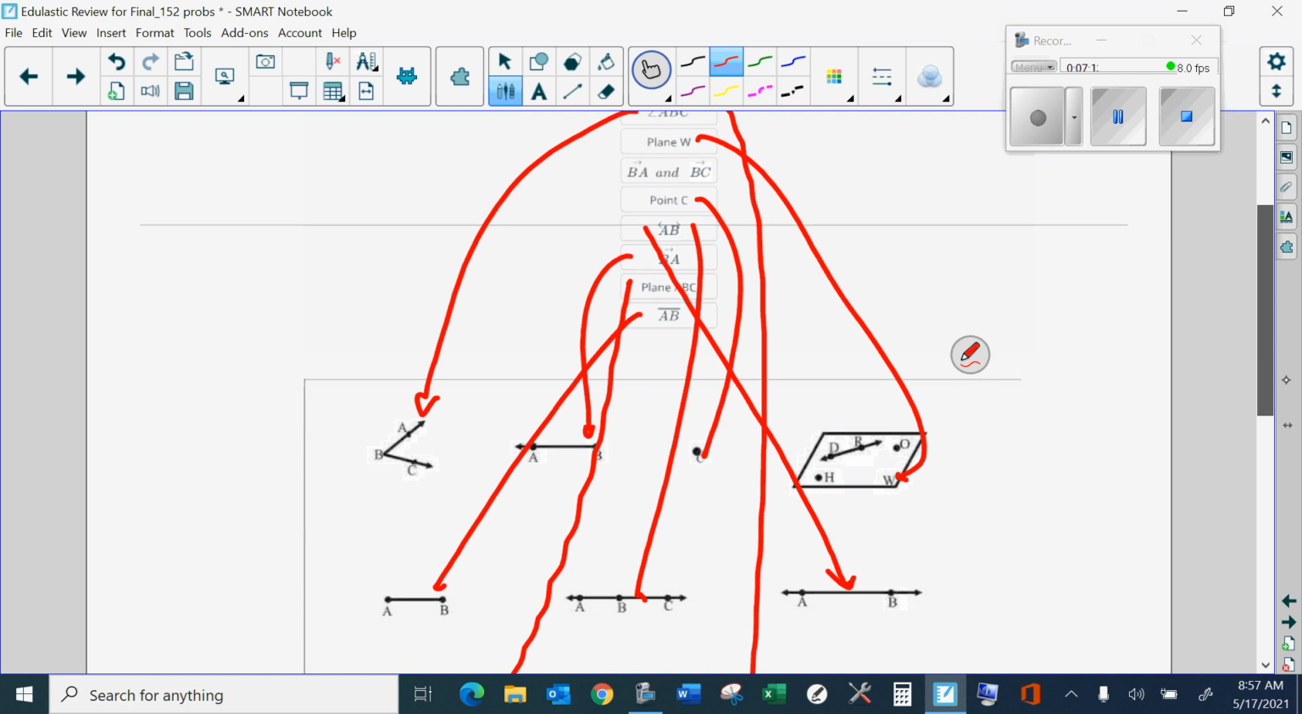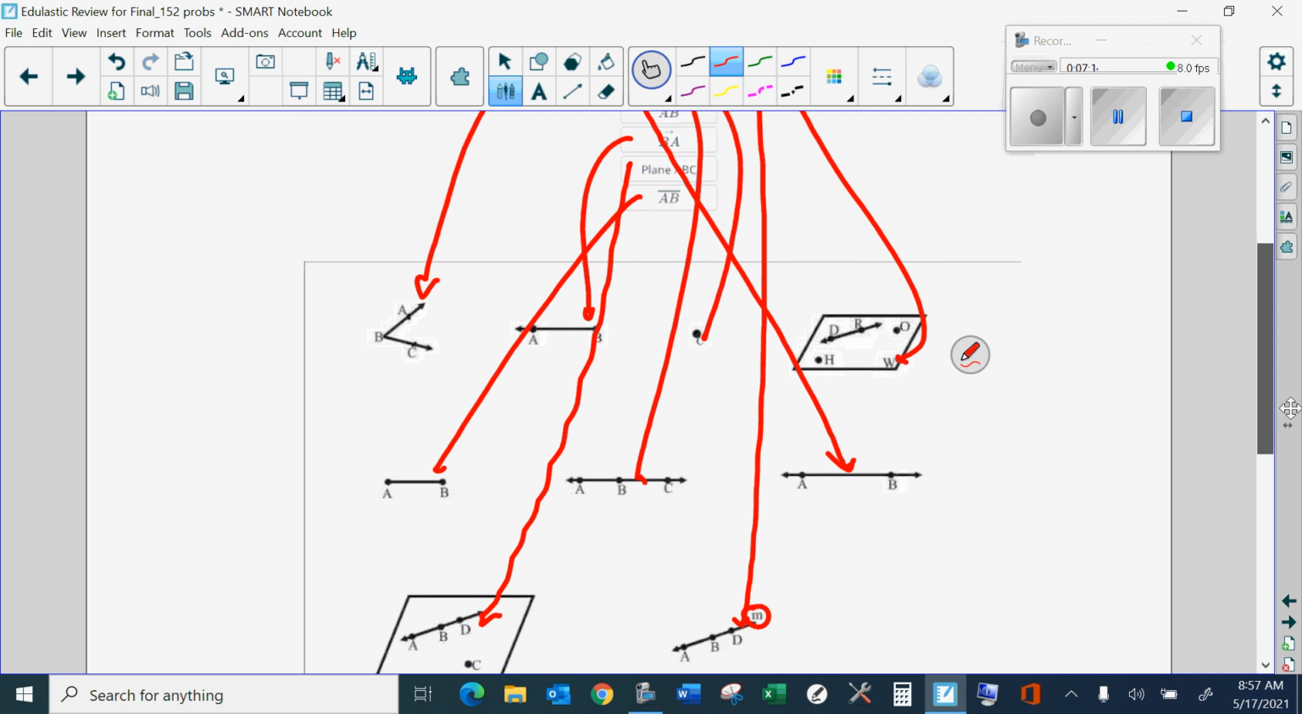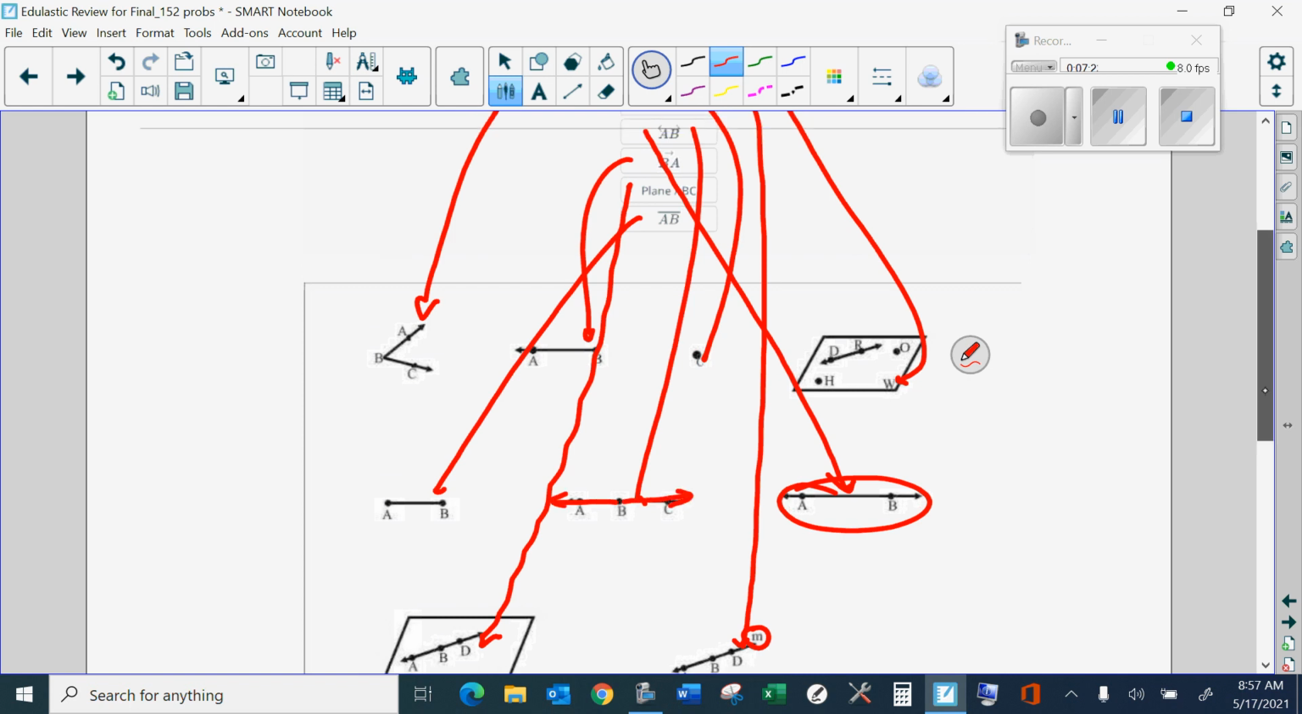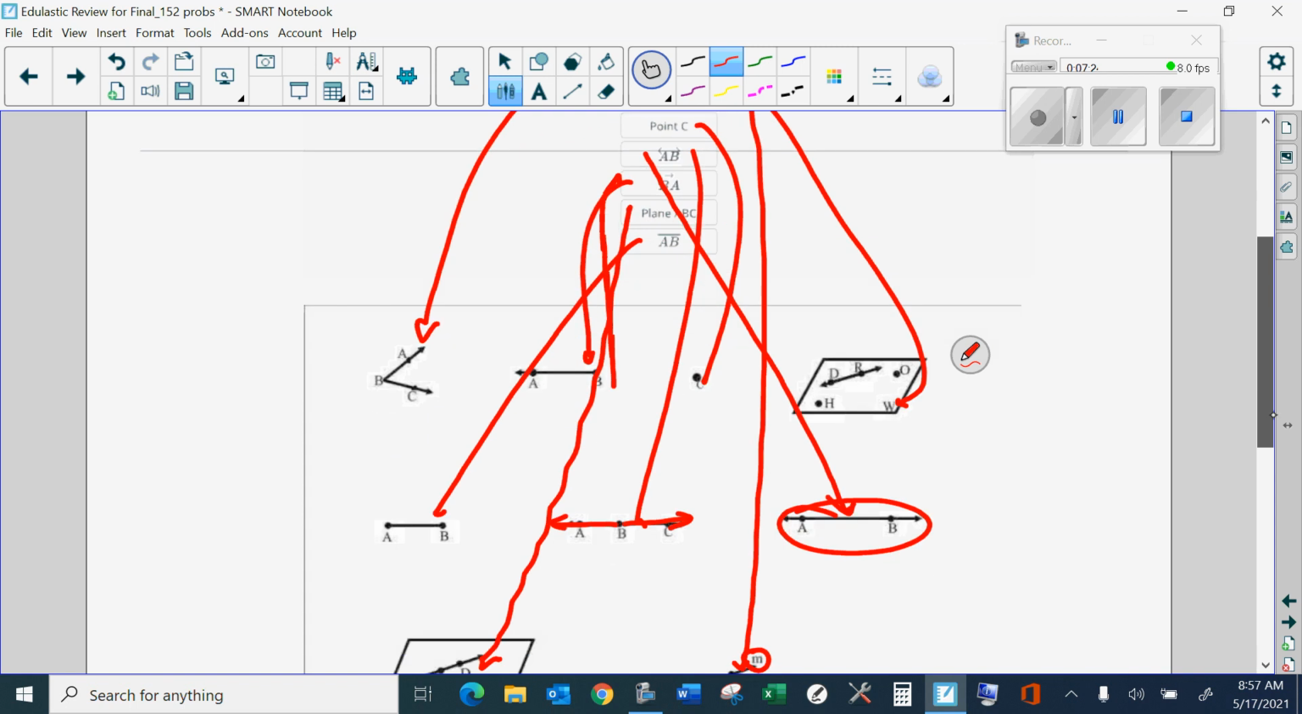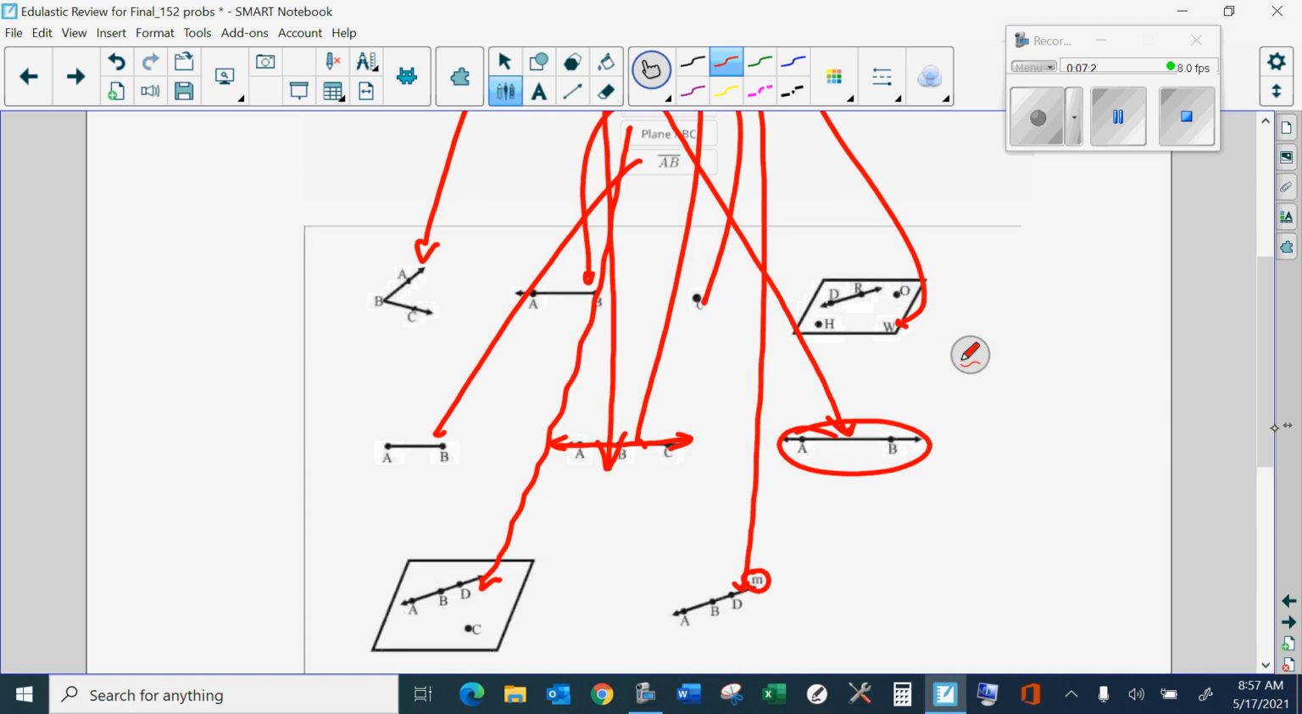You have ray BA and ray BC. If you can only use one, you're going to call this line AB, and then this would be ray BA and ray BC to form that line, is what you're going to call that right there.